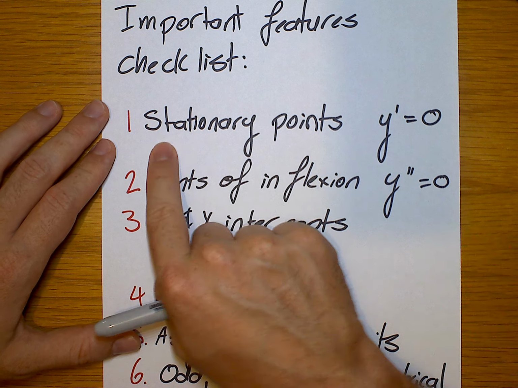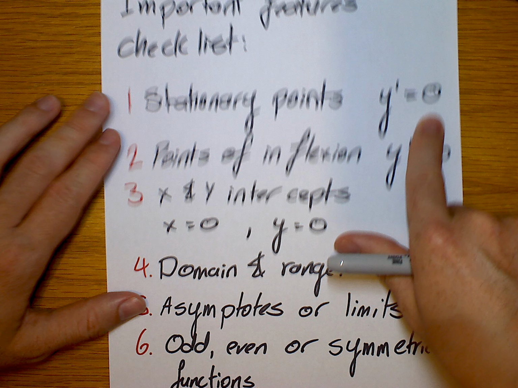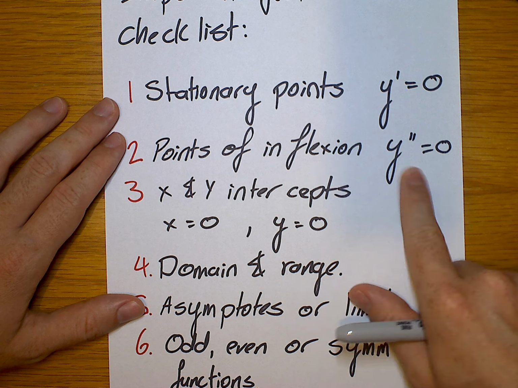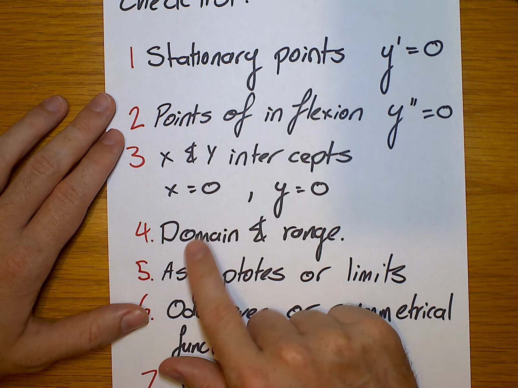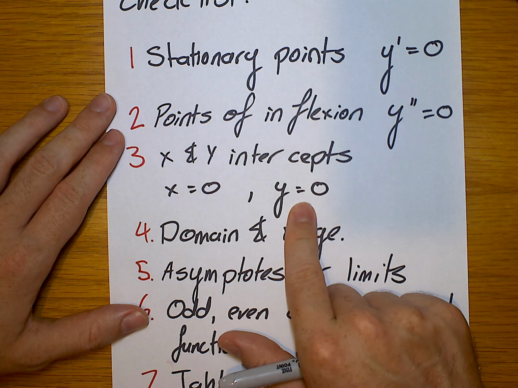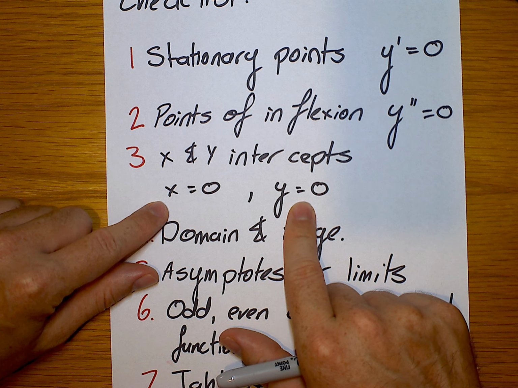So firstly, we're going to find our stationary points where our y dash is going to equal 0. We're going to find points of inflection where our y double dash equals 0. We're going to find our x and y intercepts. We're going to make our x equals 0 and our y equals 0. These first 3 you should be very familiar with. You shouldn't have any problem with that.